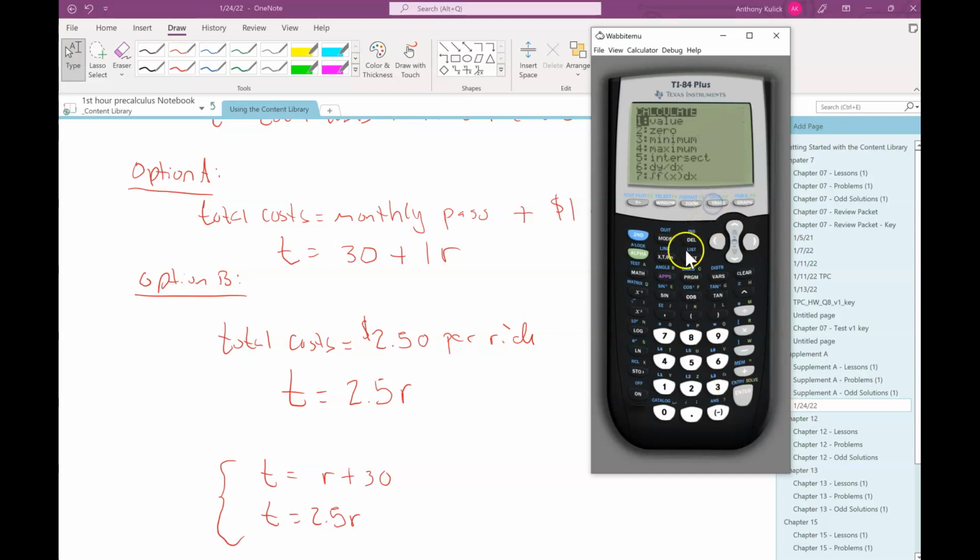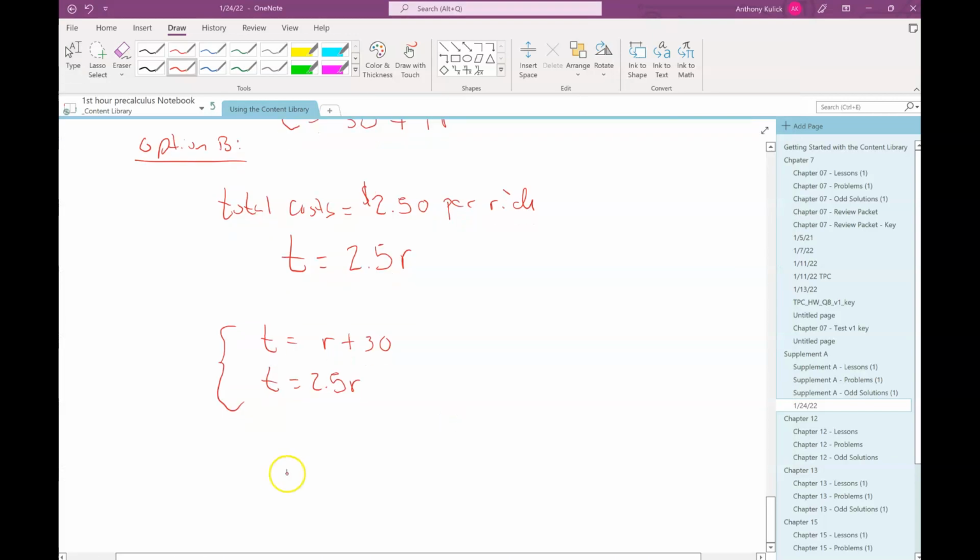Okay. So I'll pick that second trace command and then pick intersect. And again, as long as I just have two equations, I can just press enter 3 times. So it says the intersection is at (20, 50). So at 20 rides, the plans cost the same.